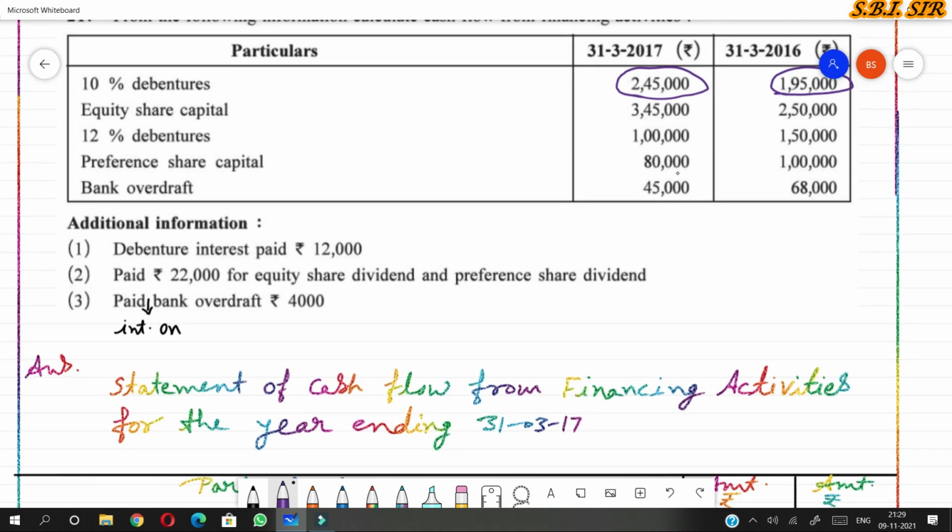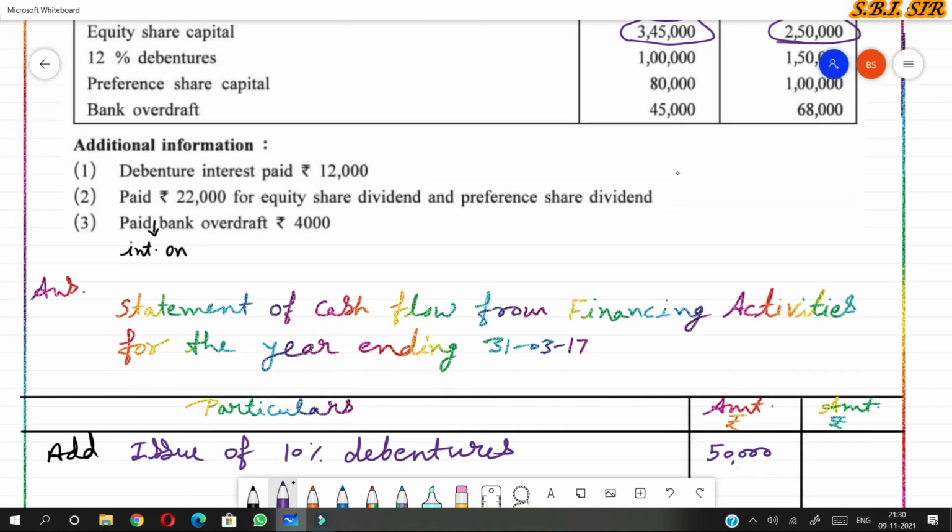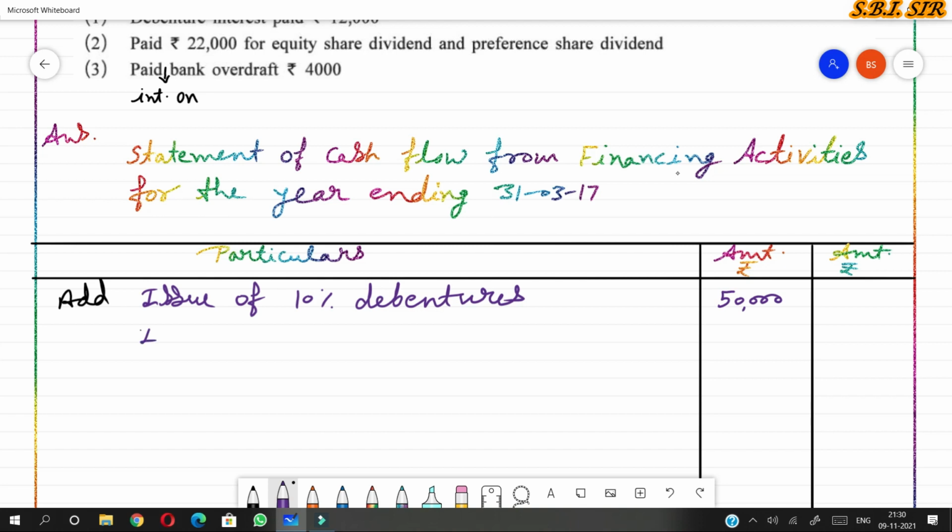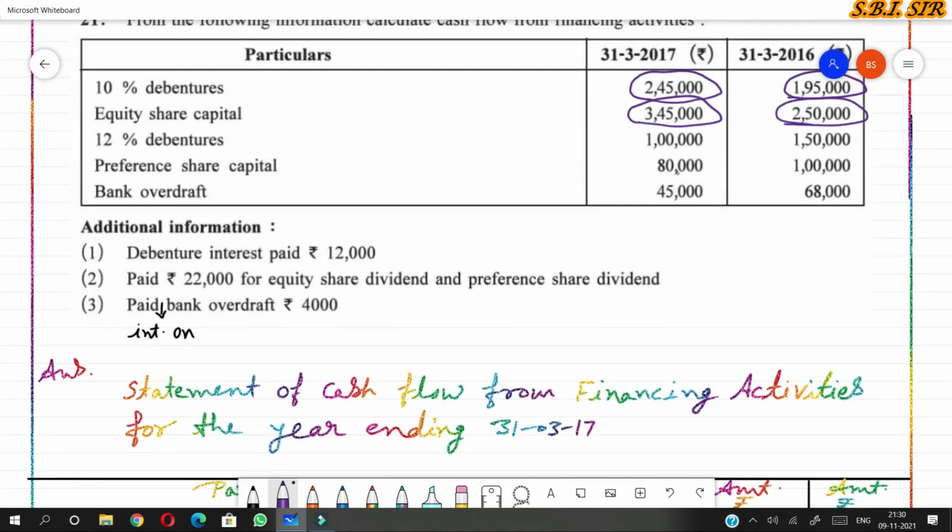Next, equity share capital, opening balance is 2,50,000 and closing balance is 3,45,000. Means here equity share capital is issued, so the difference amount 95,000 will be added. Issue of equity share capital 95,000.